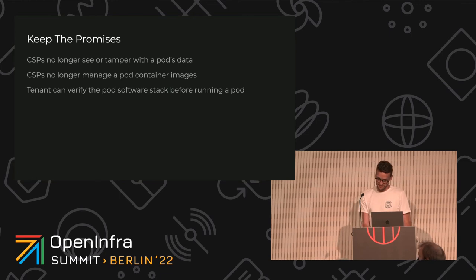So let's see how this keeps the promises. With that architecture, the CSP, the cloud provider, the infrastructure owner, no longer can see or tamper with a pod's data. The pod is encrypted, the memory is encrypted, the CPU state is encrypted, so that promise is fulfilled. The cloud provider, the infrastructure owner, no longer sees your container images. Your container images are encrypted or signed. They go from a registry to inside your confidential computing instance, and they're not decrypted on the way. They're decrypted once they land there, with a key that got provisioned to you after you verified that your software stack is something that you can trust.